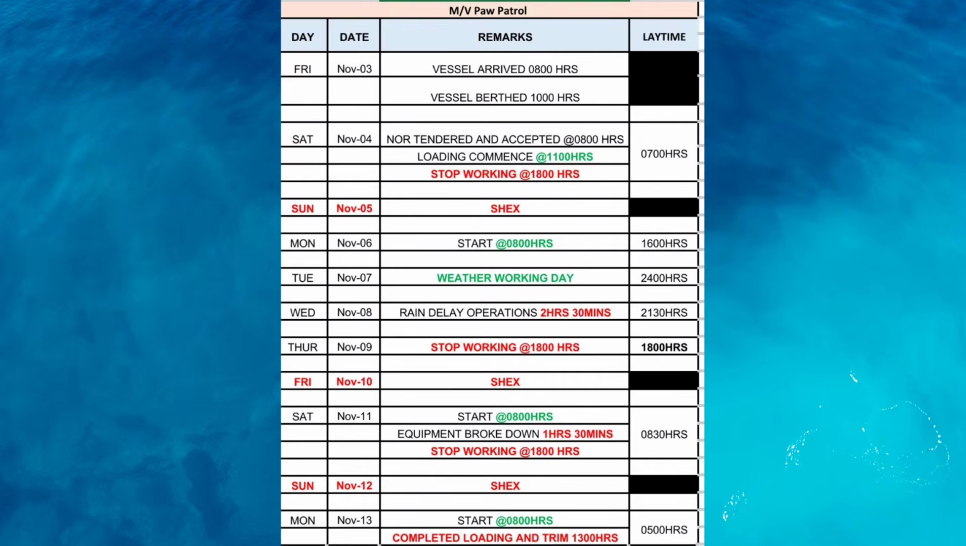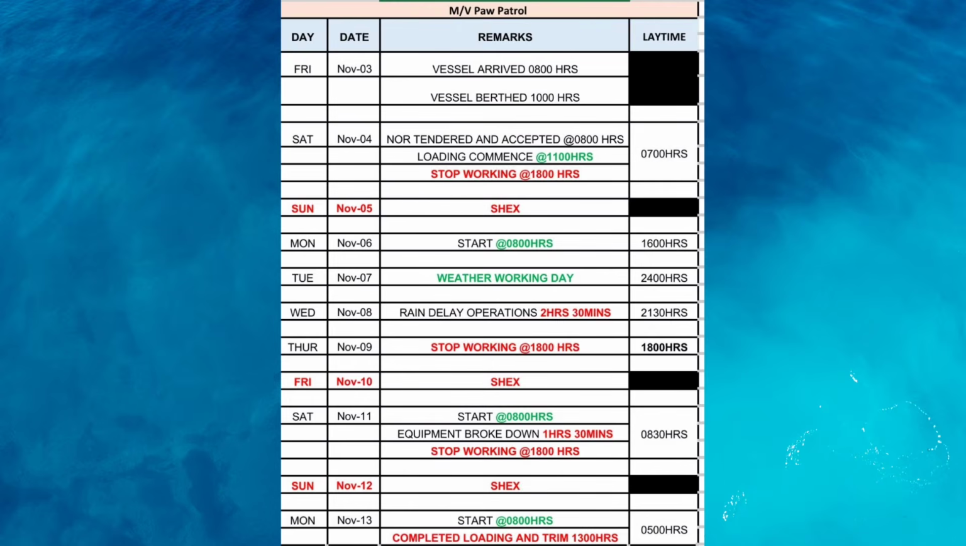The vessel completed loading and trimming at 1300 hours. So this means the vessel finished loading and trimming for stability, safety, and all that, and is ready to set sail, right? So the working hours for that day end at 1300 hours.